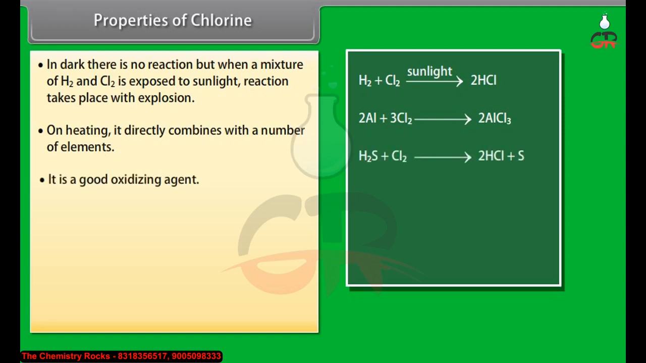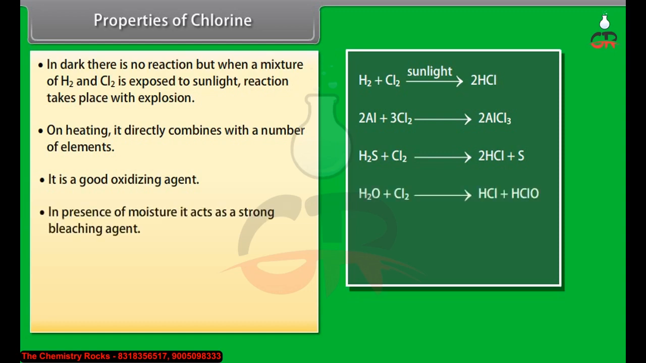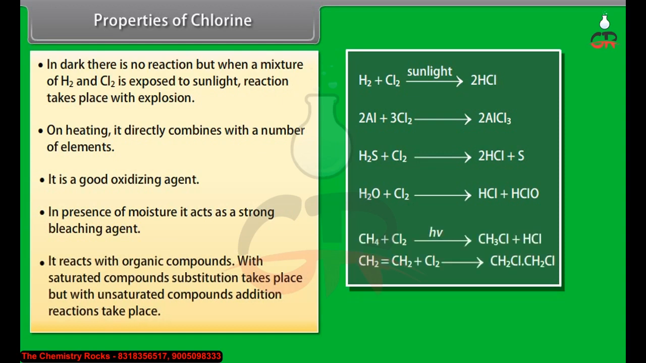It is a good oxidizing agent. In presence of moisture, it acts as a strong bleaching agent. It reacts with organic compounds. With saturated compounds, substitution takes place. But with unsaturated compounds, addition reactions take place.